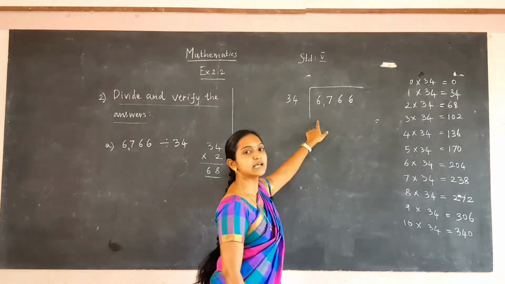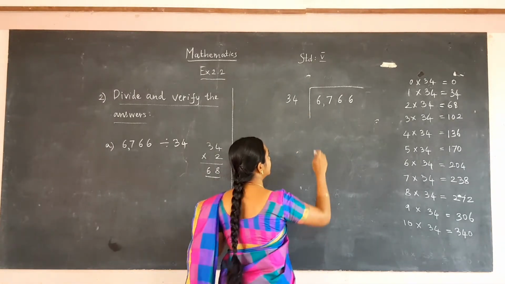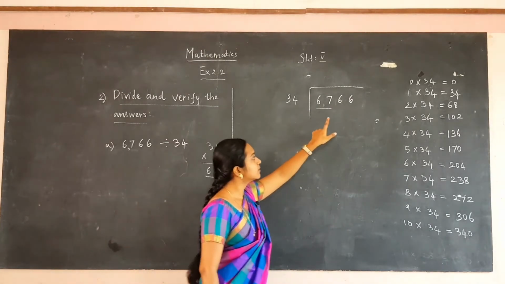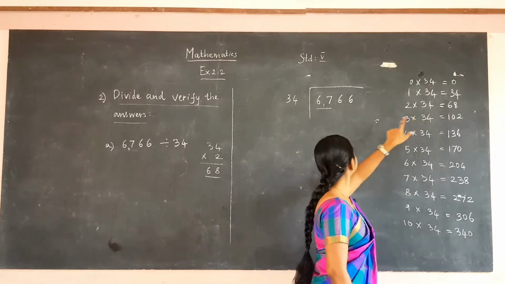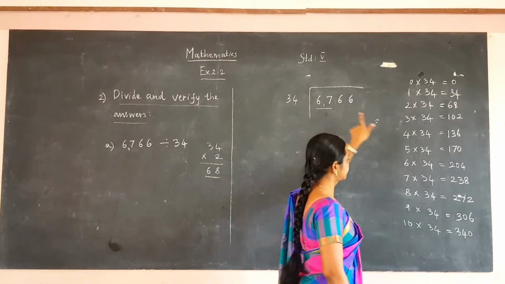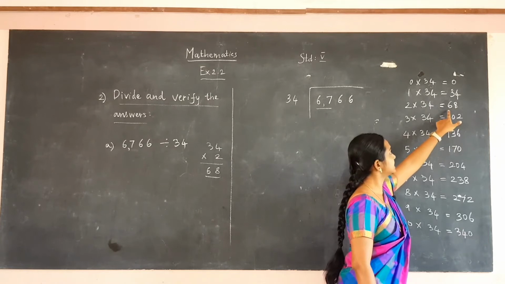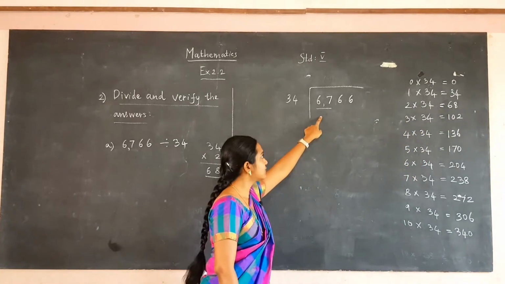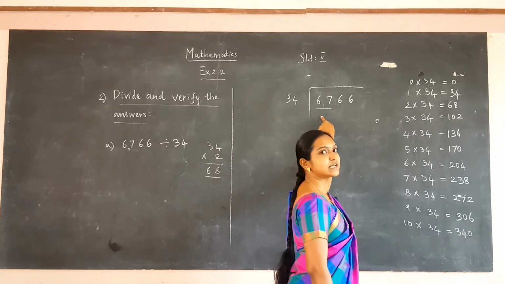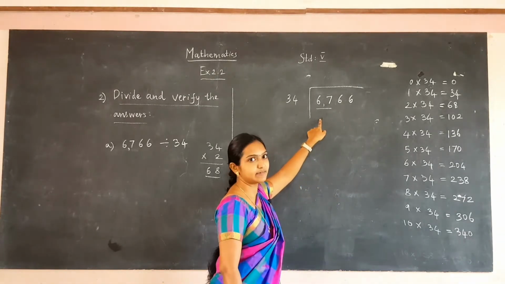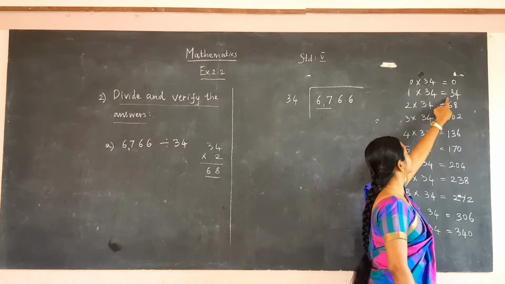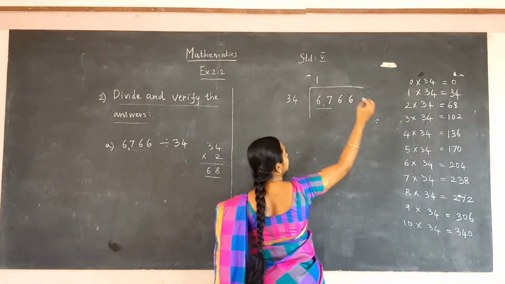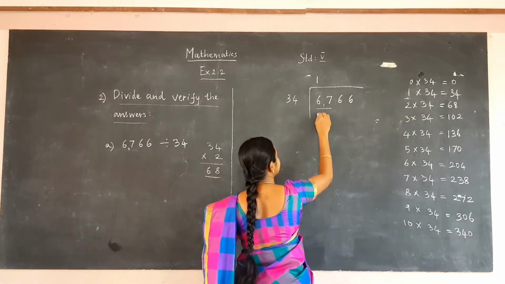We have to choose a number greater than 34. Now 67 is greater than 34. Now find a number that is nearer to 67. We have 68, but 68 is greater than 67. So we should not choose that. We have to choose a number less than 67. That is 34. So 1 into 34 is 34. So put 1 in the quotient and write 34.